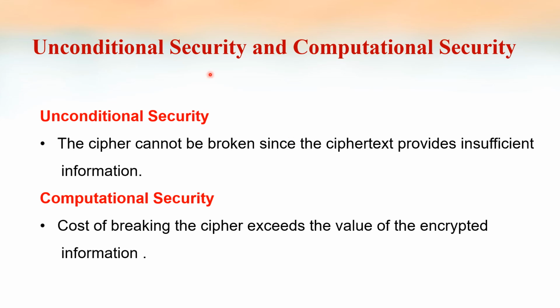There are two types of security, unconditional security and computational security. Unconditional security means the cipher cannot be broken since the ciphertext provides insufficient information. Computational security means the cost of breaking the cipher, which means the time for breaking the cipher exceeds the value of the information.